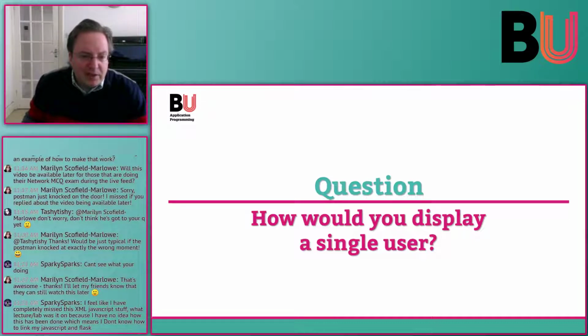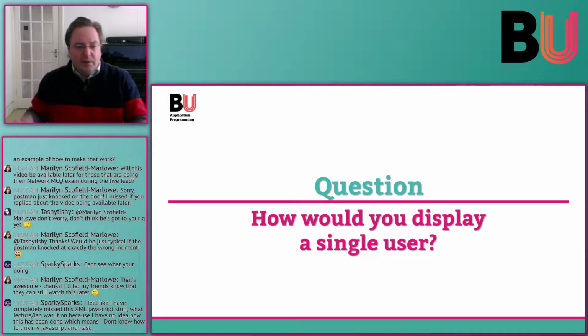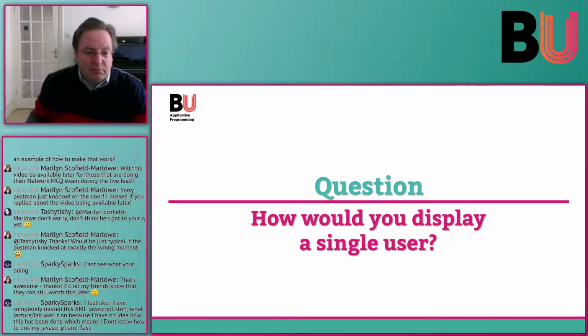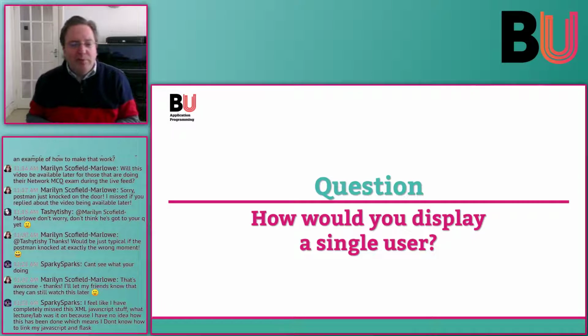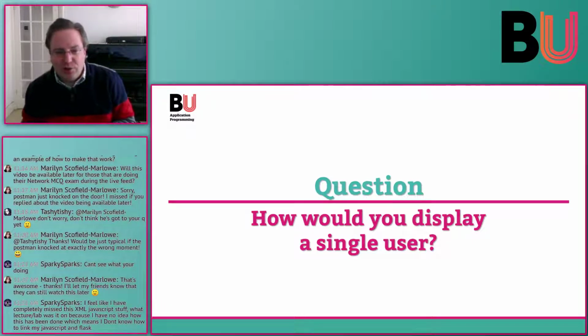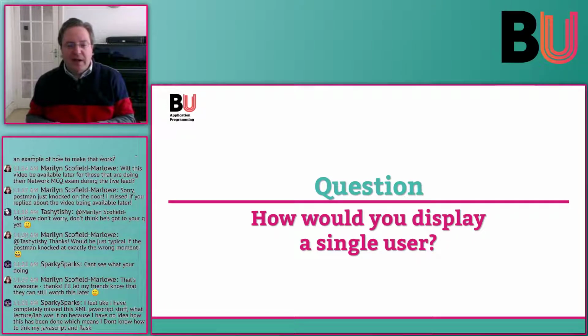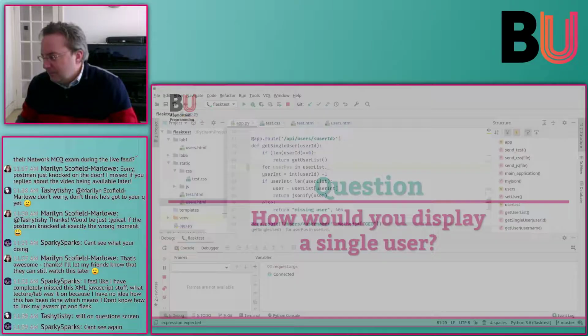Get user list, get user ID. So this is how you could get a single user with the user ID. So you figure out what the user ID is, and then you return that one from your user list. You probably want to have a loop where you actually search for the one with that ID rather than that particular index in the list.